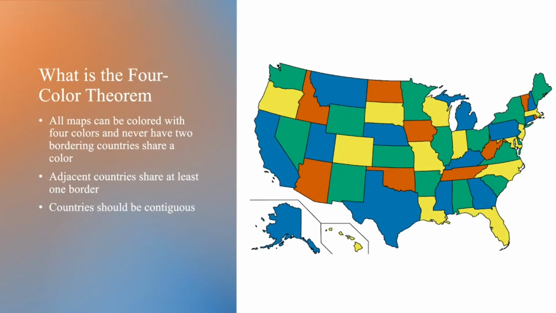So what is the four-color theorem? The four-color theorem states that all maps can be colored with four colors and never have two bordering countries share a color. Adjacent countries are required to share at least one border, and countries are required to be contiguous, meaning that Alaska and the United States would usually be colored separately.